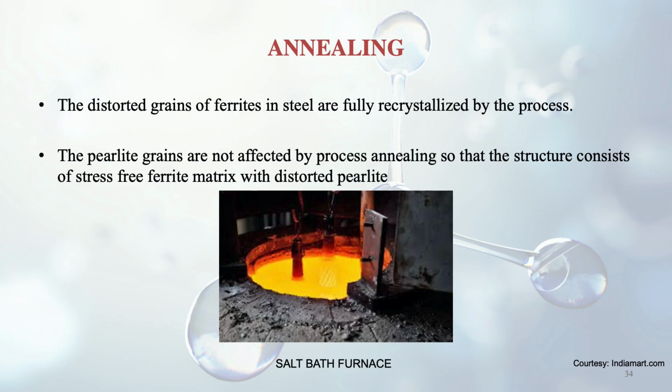The perlite grains are not affected by process annealing, so that the structure consists of a stress-free ferrite matrix with distorted perlite. So by process annealing, what are we getting? We are getting a mixture of stress-free ferrite and distorted perlite. So we were talking about stress-free things. Here this process annealing is giving us the stress-free ferrite and perlite.